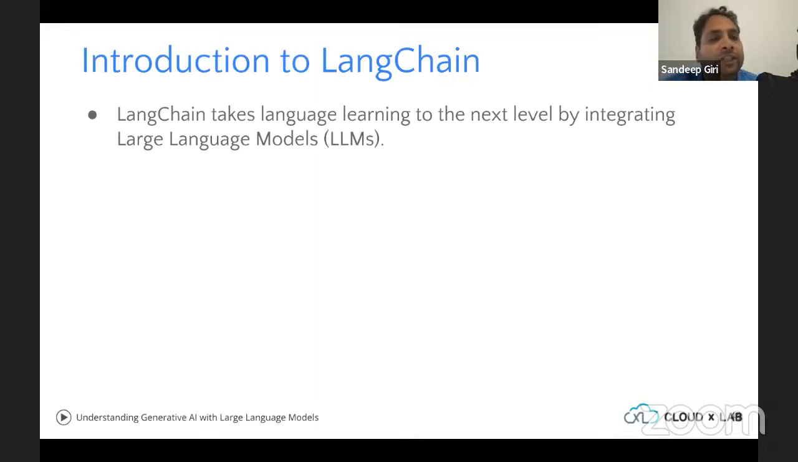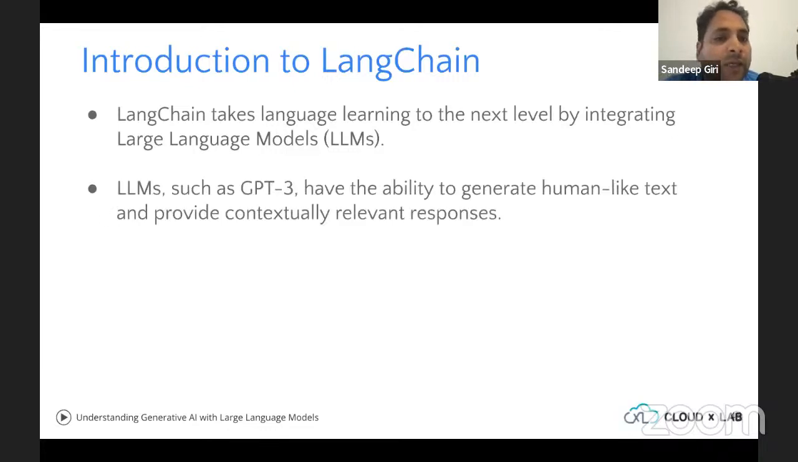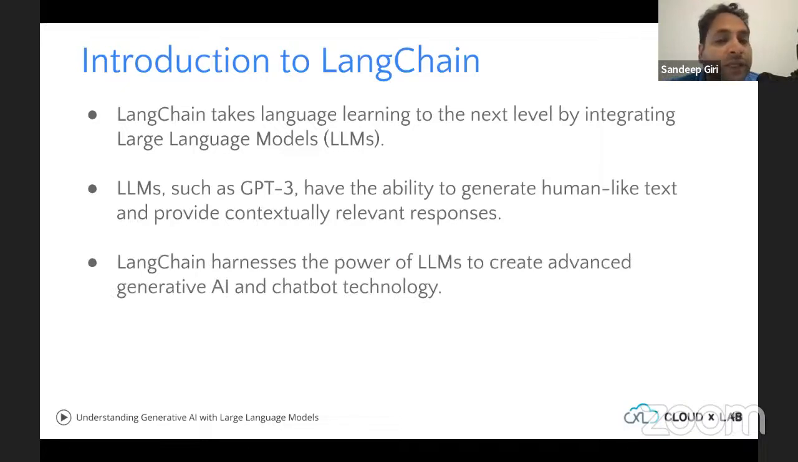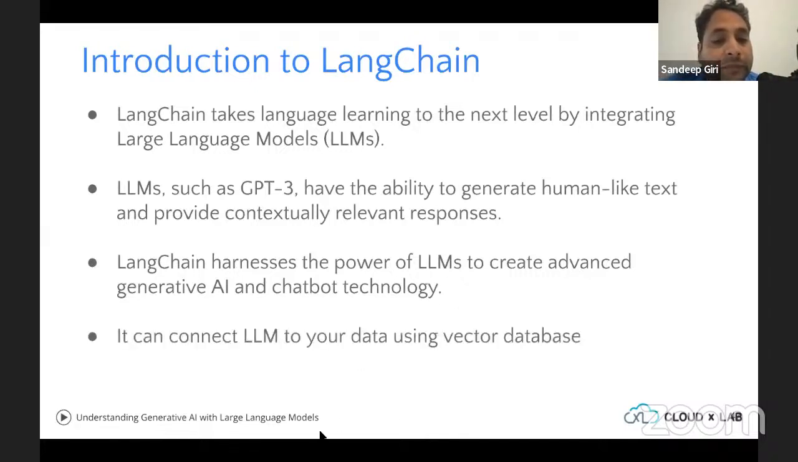So basically, LangChain takes language learning to the next level by integrating large language models. LLMs such as GPT-3 have the ability to generate human-like text and provide contextually relevant responses. LangChain harnesses the power of LLMs to create advanced generative AI and chatbots. And it can connect your LLM to your data using a vector database.